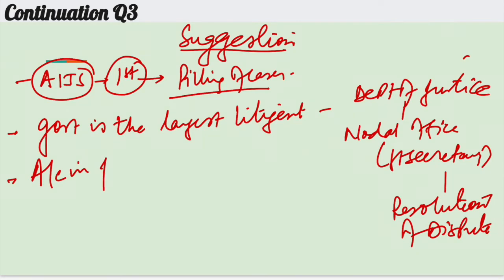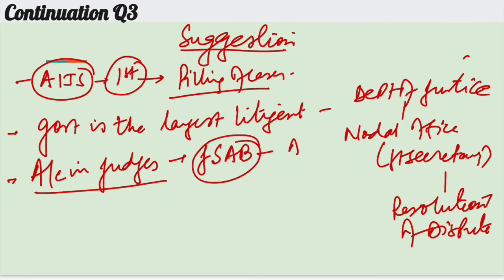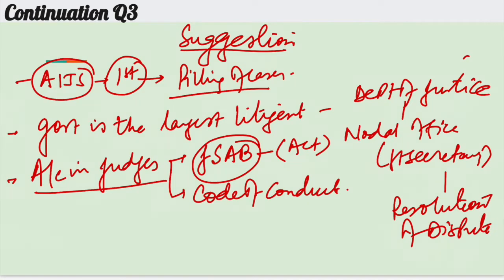Next, you can talk about bringing accountability amongst the judges. How can we bring accountability? We all know that we have the Judicial Standards and Accountability Bill. The time has come to change it into an act. And second, you can also talk about a code of conduct that judges need to follow.